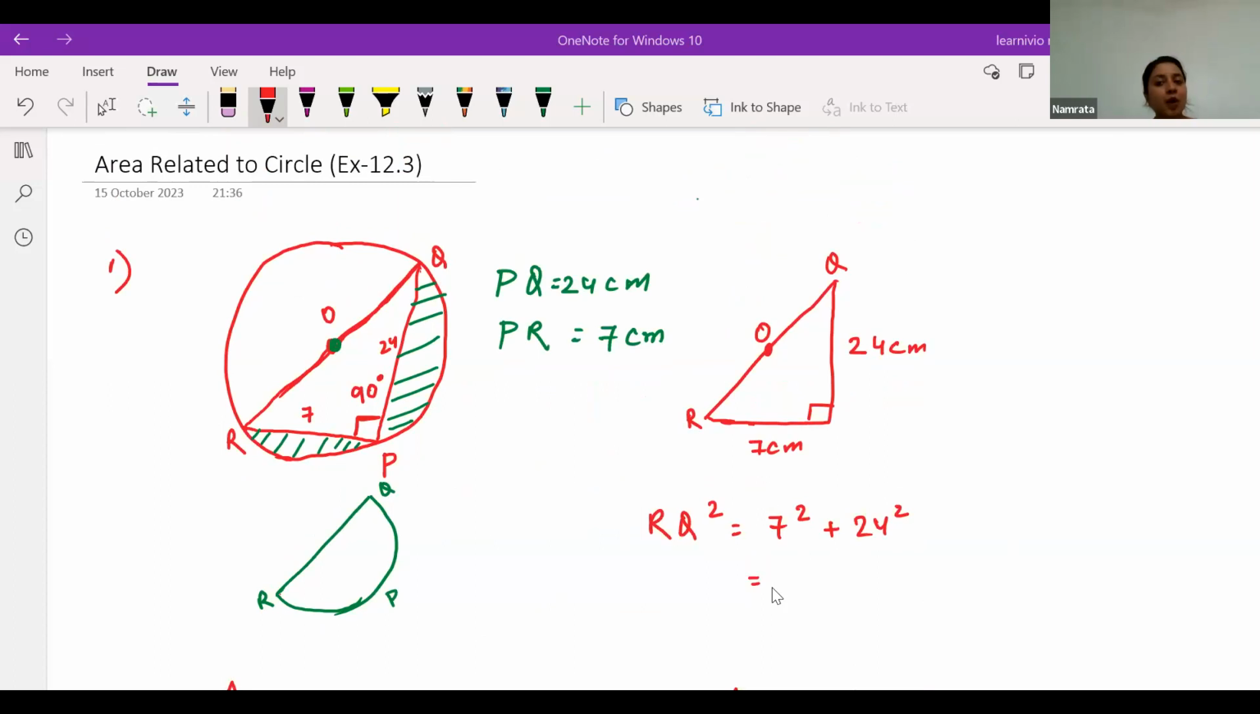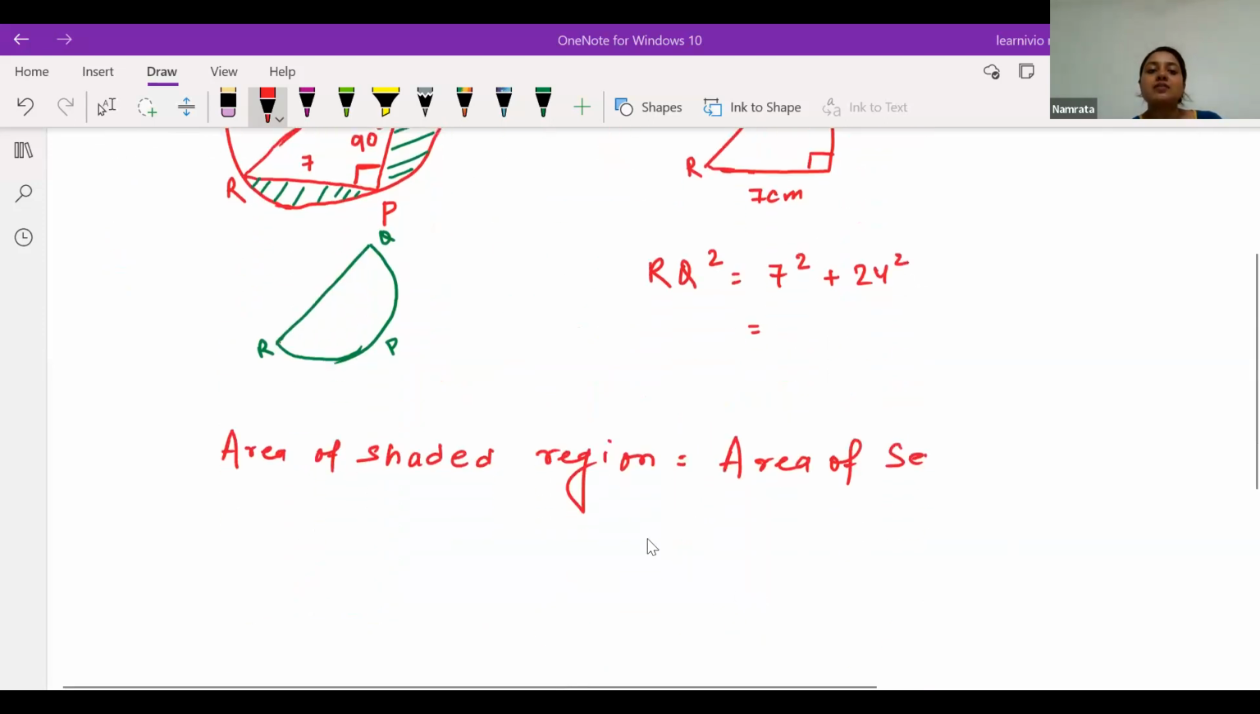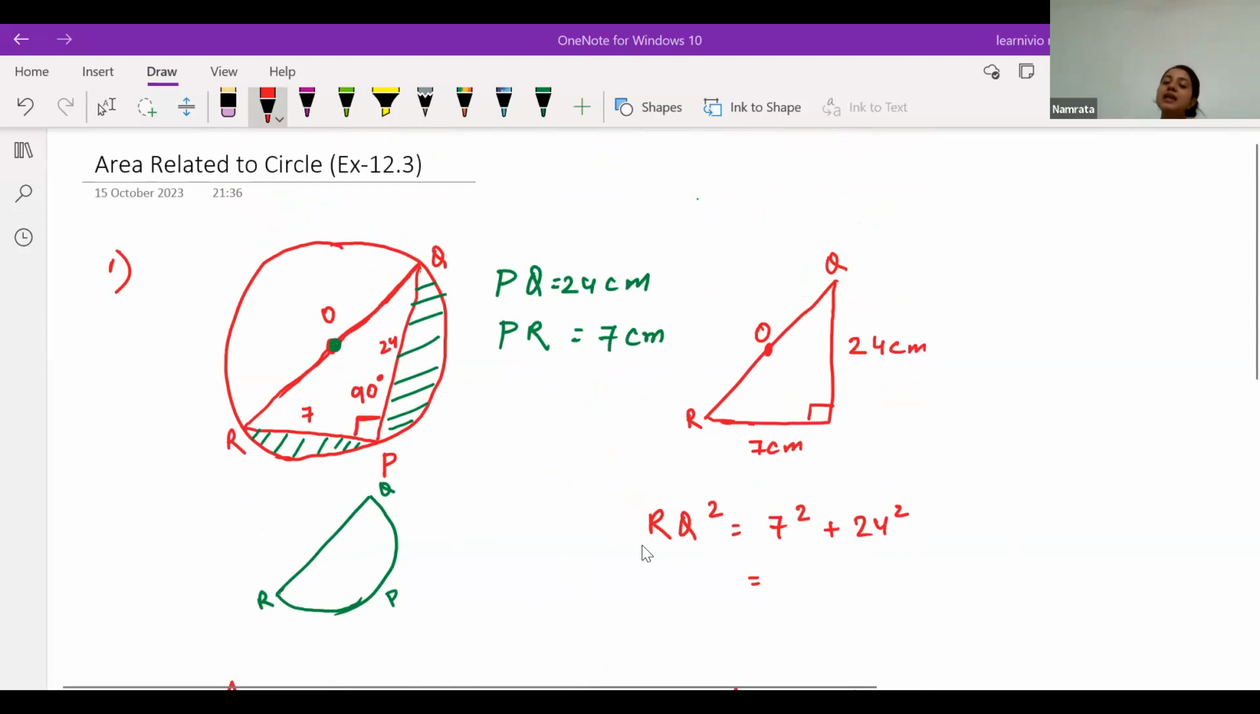Once we get the hypotenuse of the right angle triangle, which is also the diameter of the semicircle, we can find the area of the shaded region. But how? We can say area of the shaded region is the total area of the semicircle minus area of the triangle. From the total area of the semicircle, if we cut out the triangle portion, we will be left with the remaining part, right? The shaded part. Are you getting it?